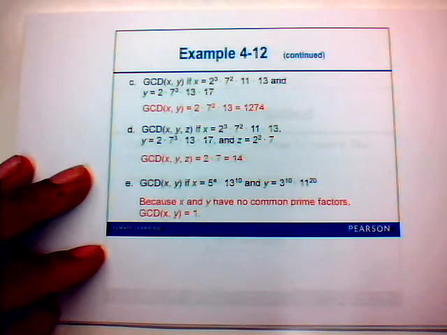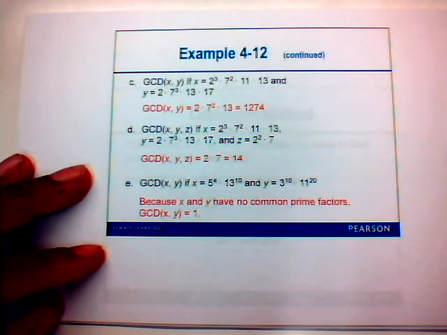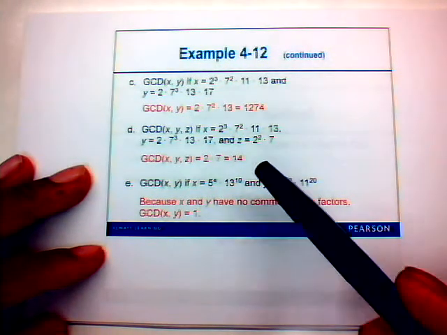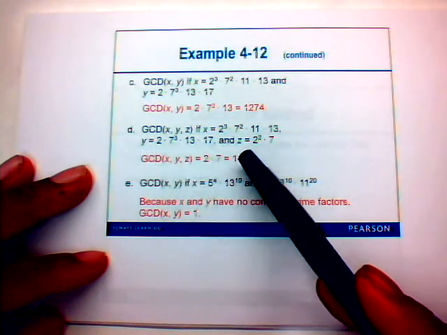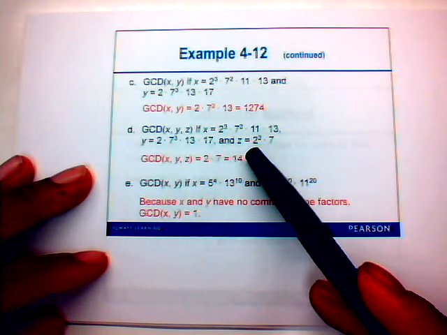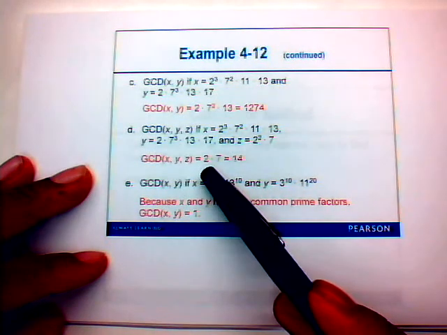Part D, finding the GCD of x, y, and z if x is 2 to the third times 7 to the second times 11 times 13. Y is equal to 2 times 7 to the third times 13 times 17. And z is equal to 2 to the second times 7. Notice that the 2 is common in all three, x, y, and z. But we use the 2 that has the lowest exponent. So we use 2 to the 1, or just 2.